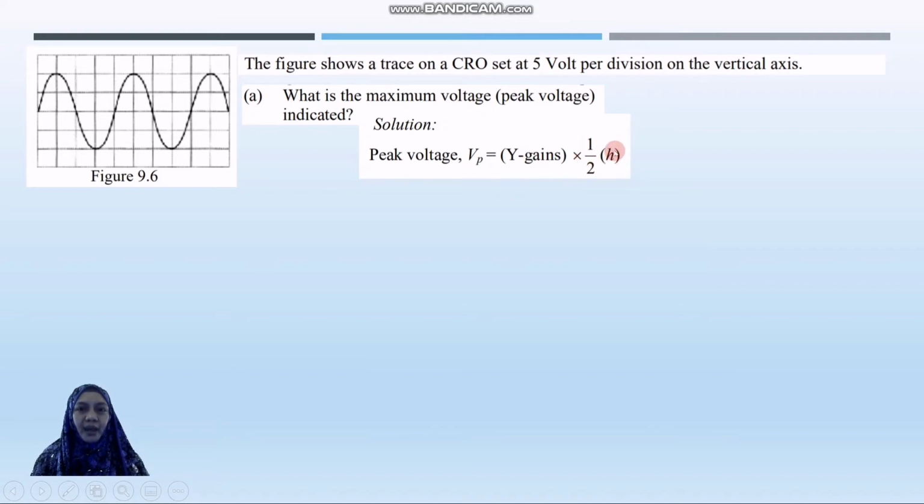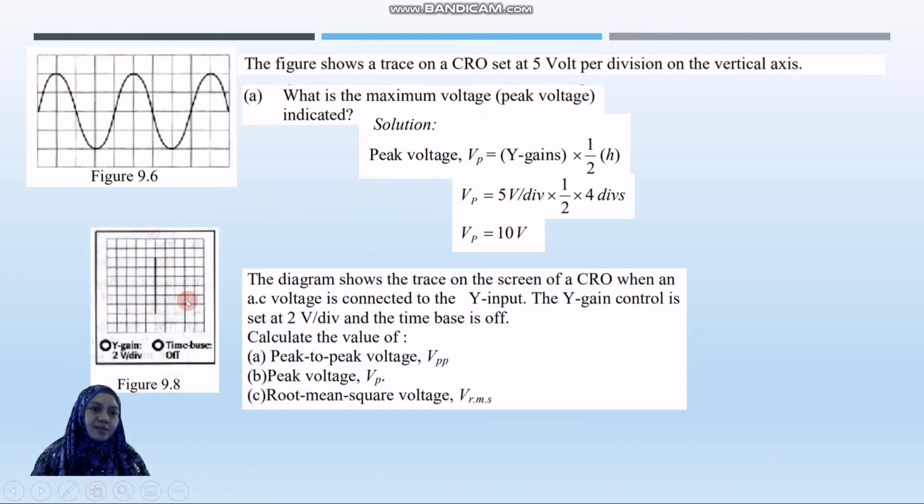H, remember H is the displacement from the low peak to the high peak, or we can say a displacement from the trough to the crest of the wave. Okay, so the peak voltage is 5, setting on the Y gain, multiplied by half, multiplied by 4 division. See, from the low to the high peak, it requires 4 division. Okay, so the peak voltage is equal to 10 volt.